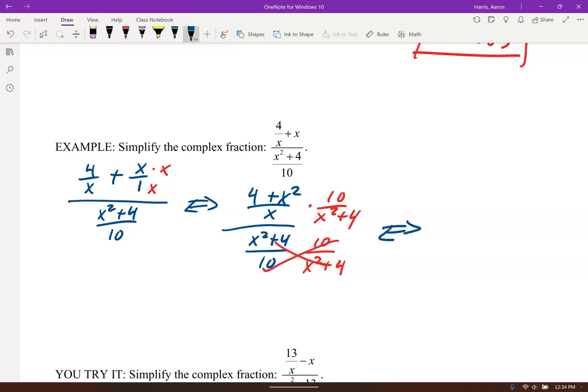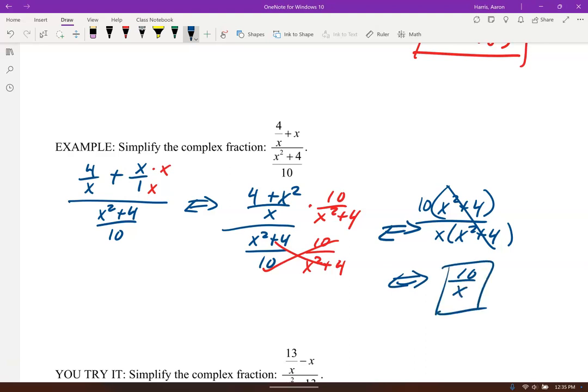So we have 4 plus x squared. I'm going to write that as x squared plus 4 times the 10. And then x and x squared plus 4. And notice these x squared plus 4's cancel. And all we're left with is the 10 over x on that one.